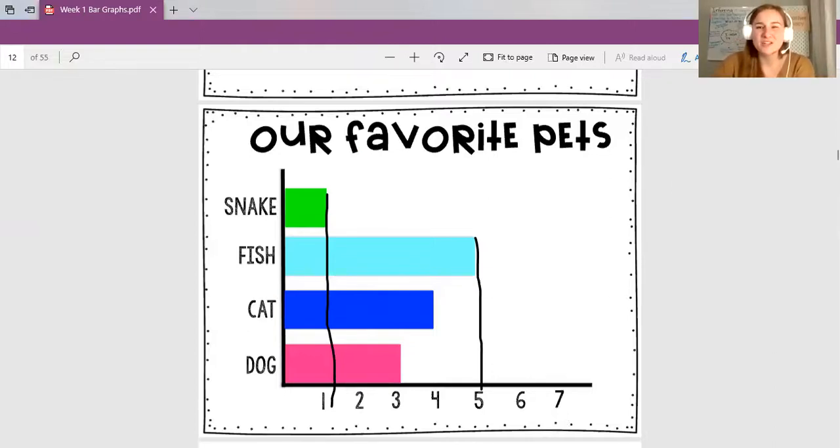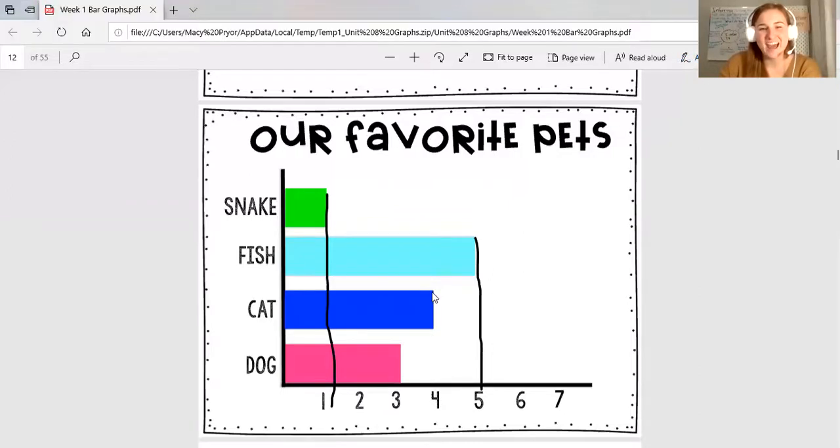Another question you'll be asked when looking at bar graphs is how many more people chose fish than cat? If 4 people chose cat and 5 people chose fish. When you hear the words how many more, that means subtract. So we are going to take 5 minus 4, and that equals 1. So 1 more person chose fish than cat.